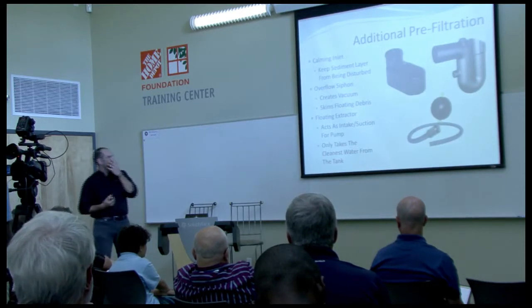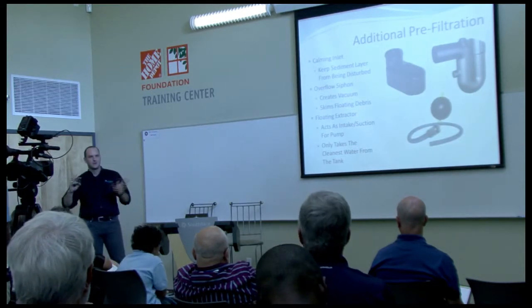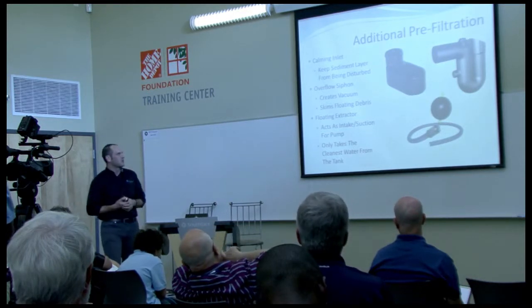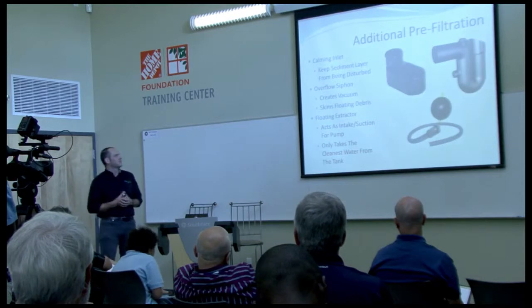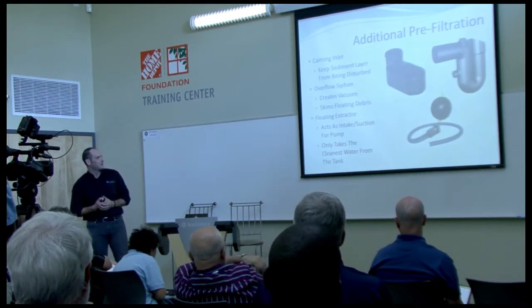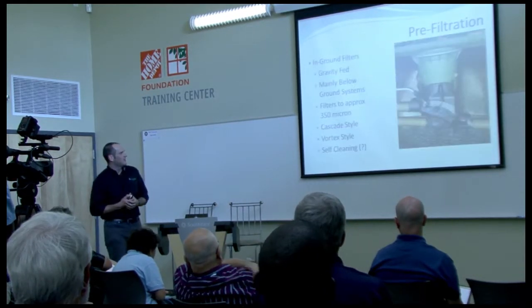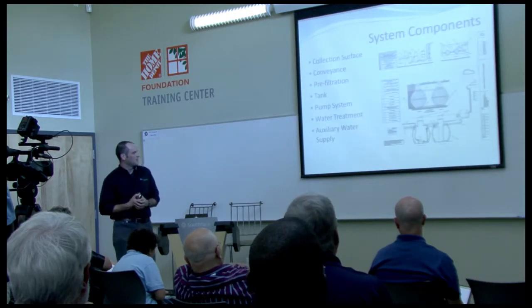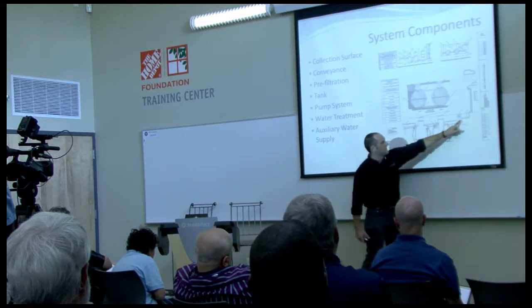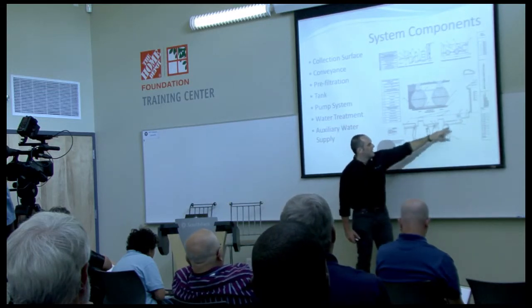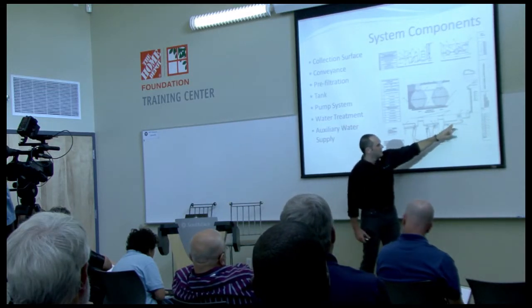Additional pre-filtration. So by the German model, there's actually 4 components that make up the pre-filtration. The pre-filter that we just saw, and then they also use a calming inlet, an overflow siphon, and a floating extractor. And I'll go back a couple slides and show you where these are in the tank. So if your water's come off your roof, it's gone through your conveyance piping, through your pre-filter, and then it's going over into the tank.